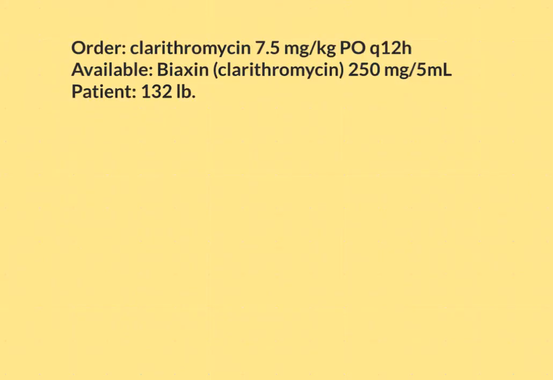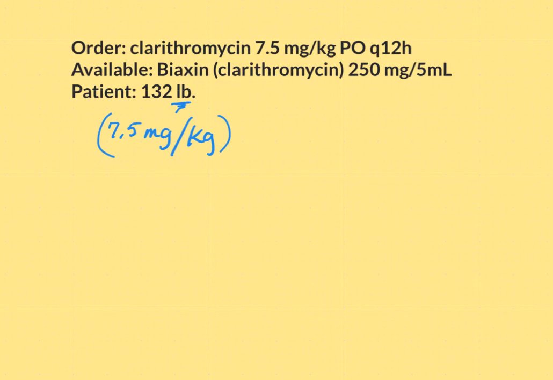You have an order for clarithromycin, 7.5 milligrams per kilogram orally every 12 hours. It's available under a trade name by Axin and at a dosage of 250 milligrams per 5 milliliters. That's what you have access to. The patient weighs 132 pounds. Therefore, we're going to take the order, 7.5 milligrams per kilogram, and multiply it by, we can't multiply by the weight of the patient, can we? First, we have to do a conversion.